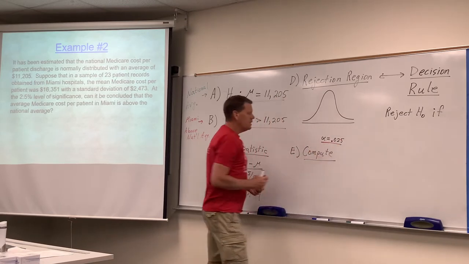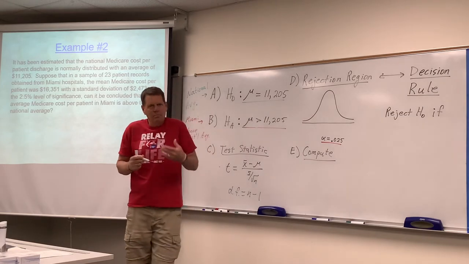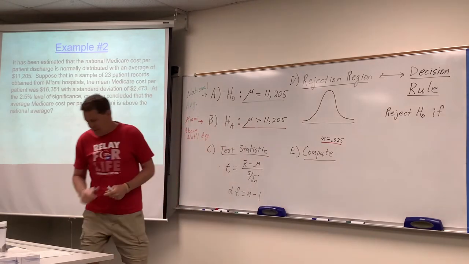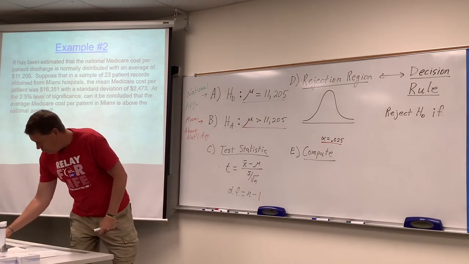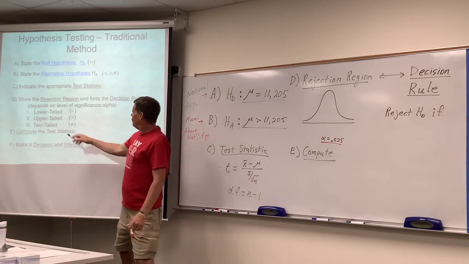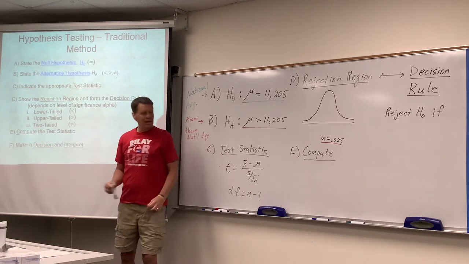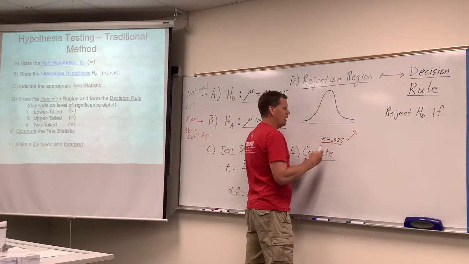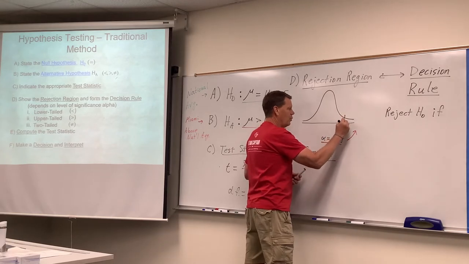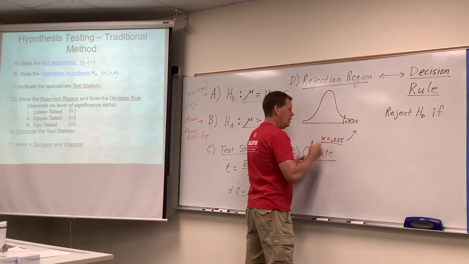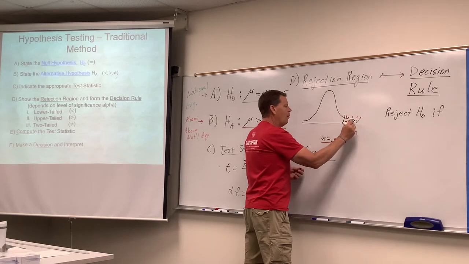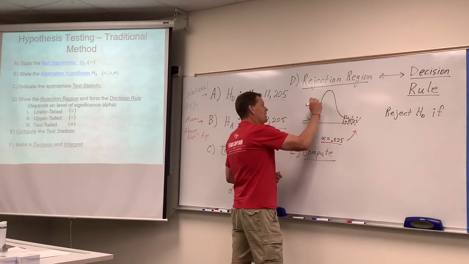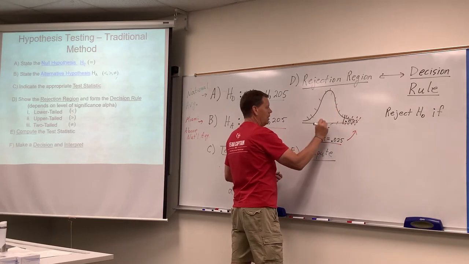The alpha is basically the percentage of the distribution that we're giving to the alternative. And as we've mentioned before, on assignment 24 as well as this one, if your alternative is greater than, you're doing indeed an upper tail again. So that 2.5%, we're putting in that upper tail there, 0.025.